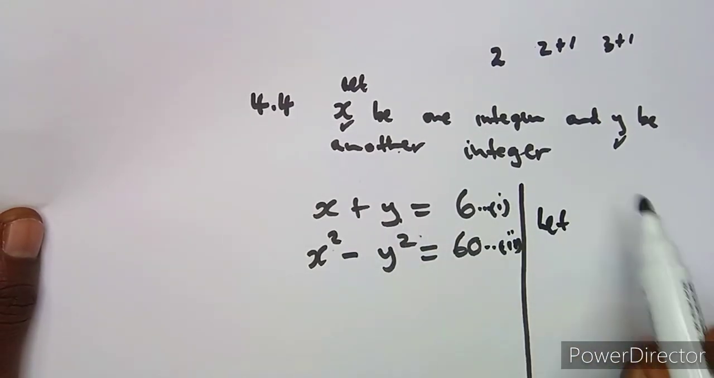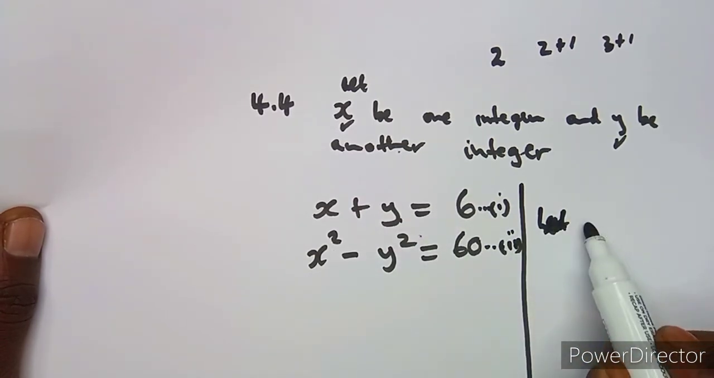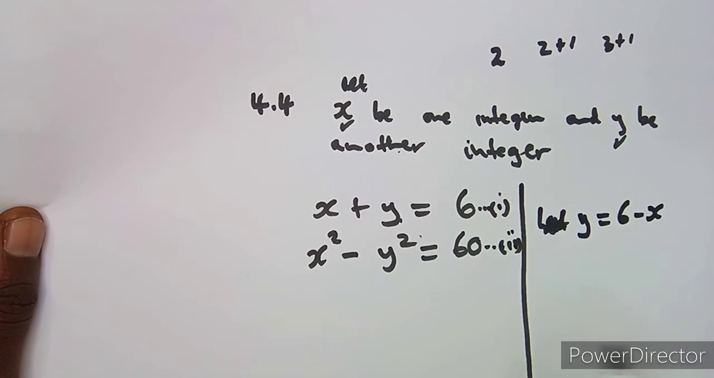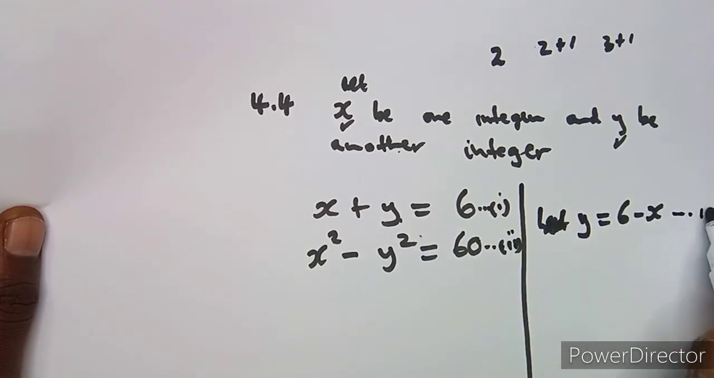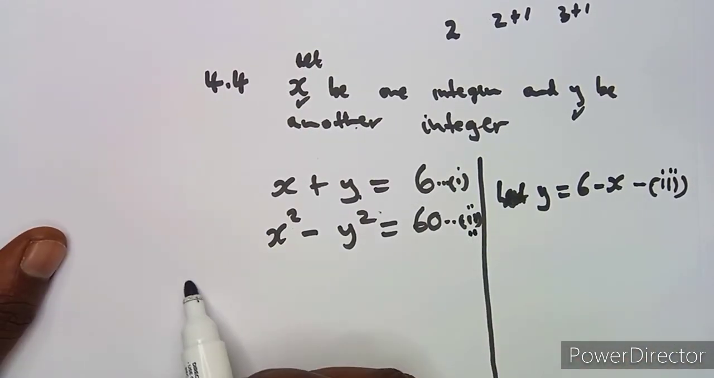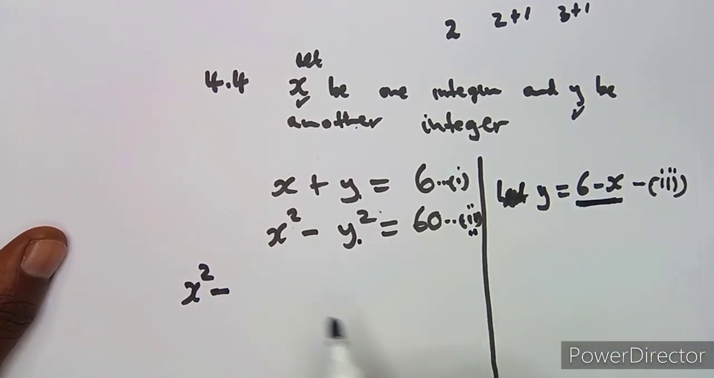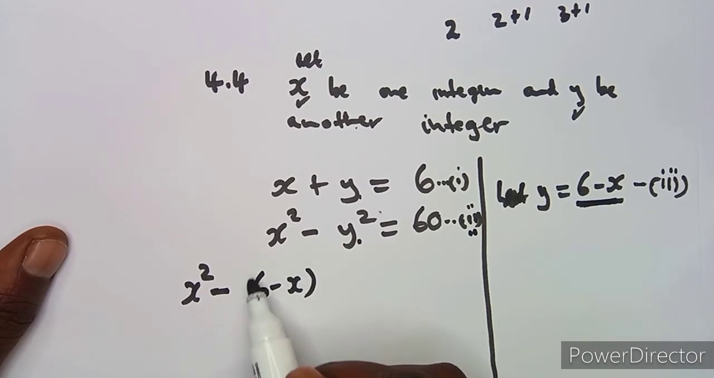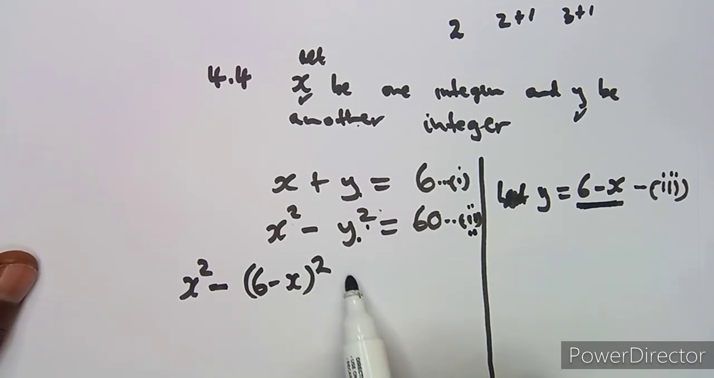Let y be the subject. Just make y the subject on equation 1. So y is going to be 6 minus x, isn't it? That is what you're going to have here. If we make y the subject, y is going to be 6 minus x. That will be your equation 3. So you substitute equation 3 into equation 2. It's going to be x squared minus, in place of y, you substitute this 6 minus x. So it's 6 minus x, squared, because there's a square there, which is equal to 60.